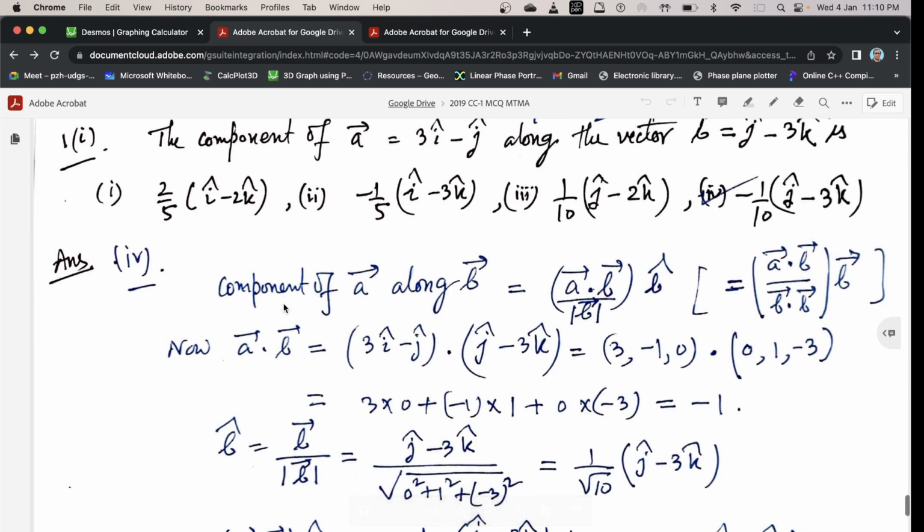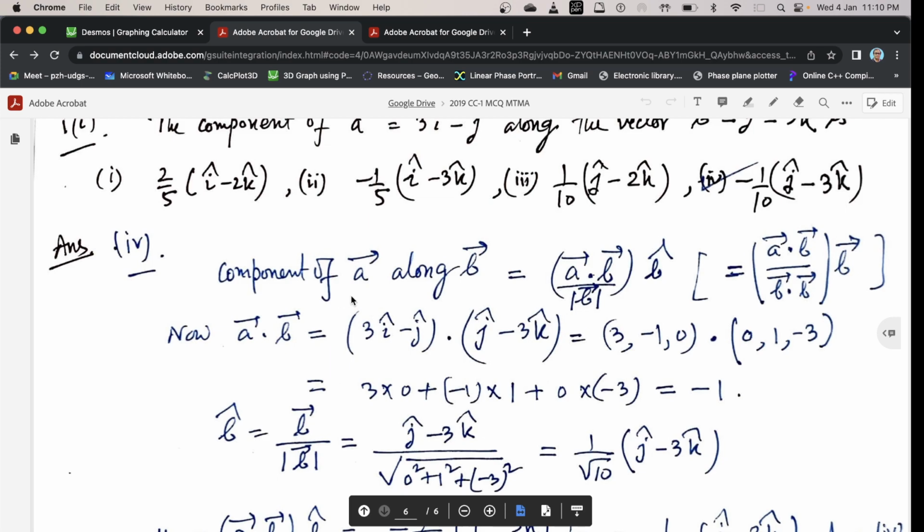Here, the component of the vector A along the B vector is equal to (A vector dot B vector) by modulus of B vector, into B cap. B cap is the unit vector along B vector, that is, B cap means B vector by modulus of B vector. So this expression can be written as (A vector dot B vector) divided by (B vector dot B vector), into B vector. Either this formula or this formula, you can use for the component of A vector along B vector.